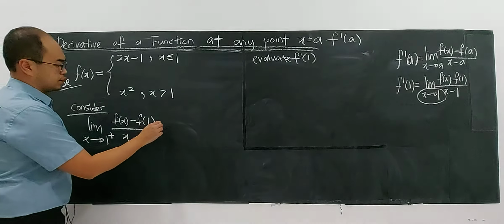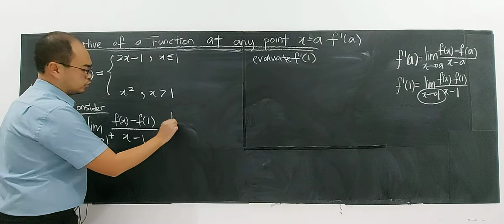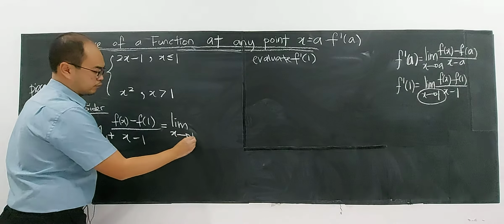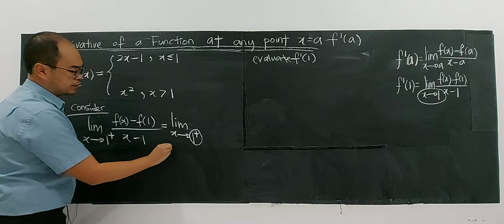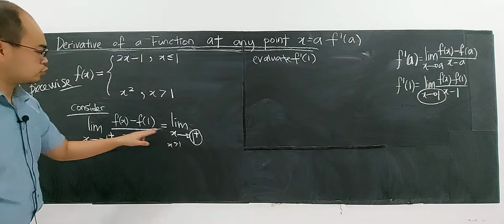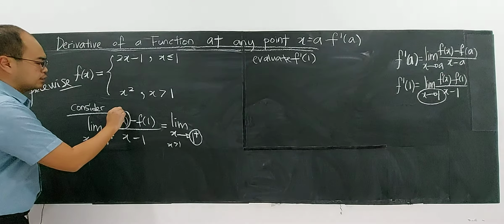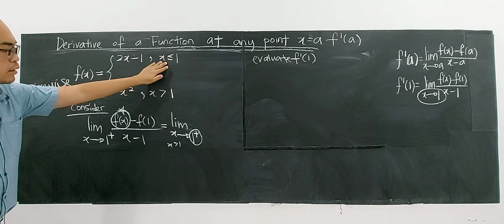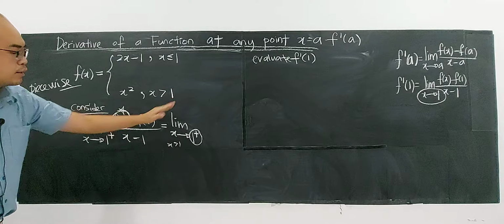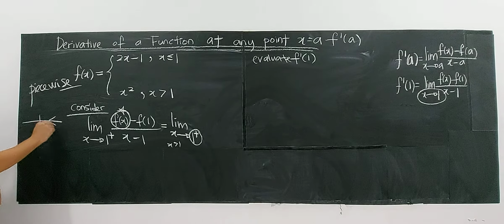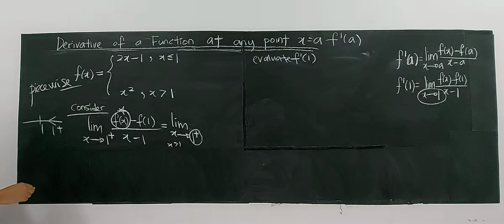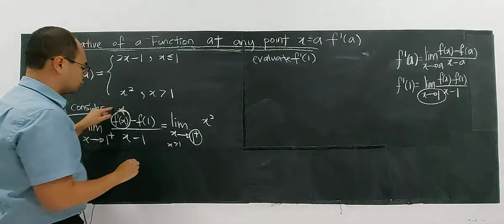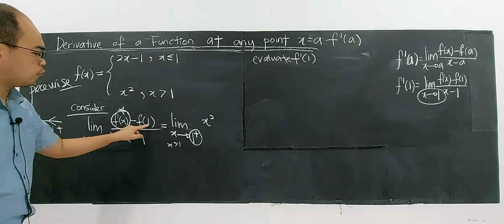Let's see what happens. The limit as x approaches 1 from the right means x is greater than 1. So we have to choose the function for x greater than 1. This is the important part here. Approaching 1 from the right, 1 plus, so greater than 1, we choose the function to be x squared.